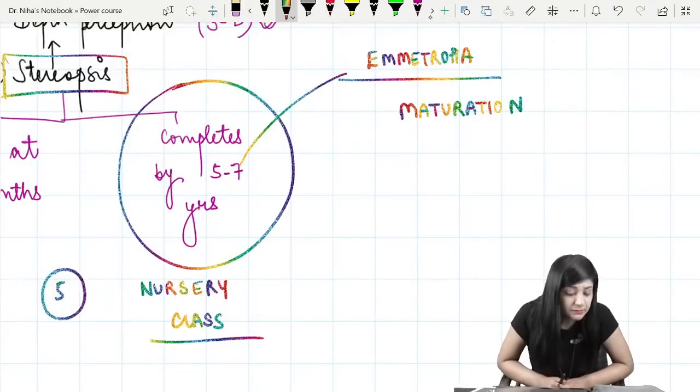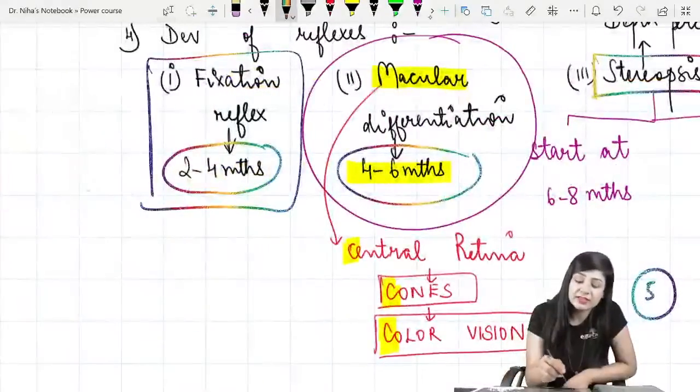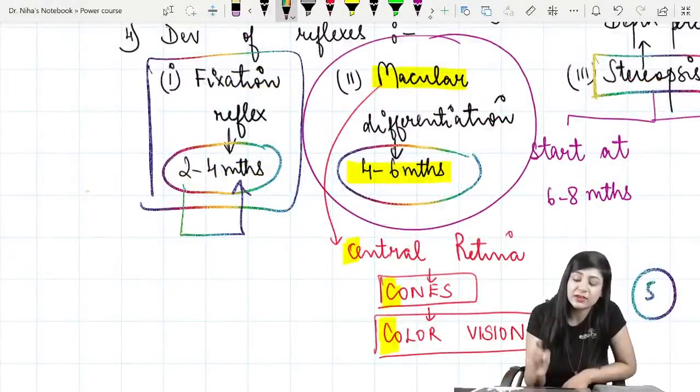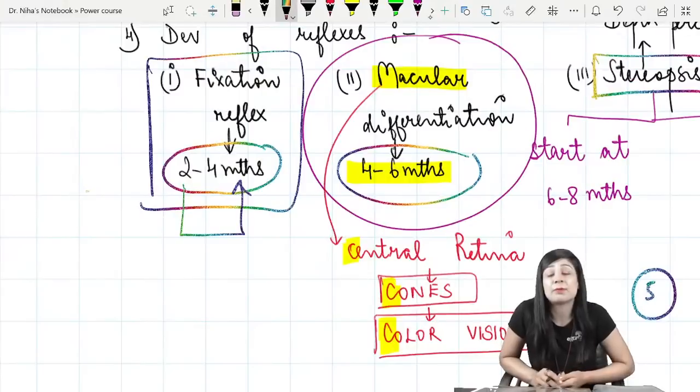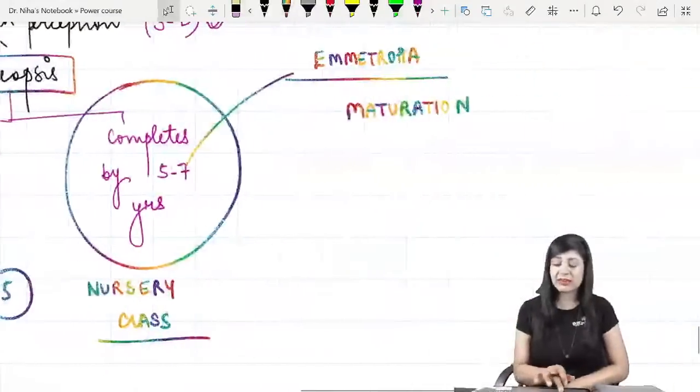Ma'am, the first month baby is not able to fix? Yes. So baby is not able to fix. He is able to fix anytime between 2 to 4 months. Maybe baby is not able to fix even at 2 months. Fixation can come at 2 months, 3 months, 4 months, anytime. So please see if you have understood and written this.